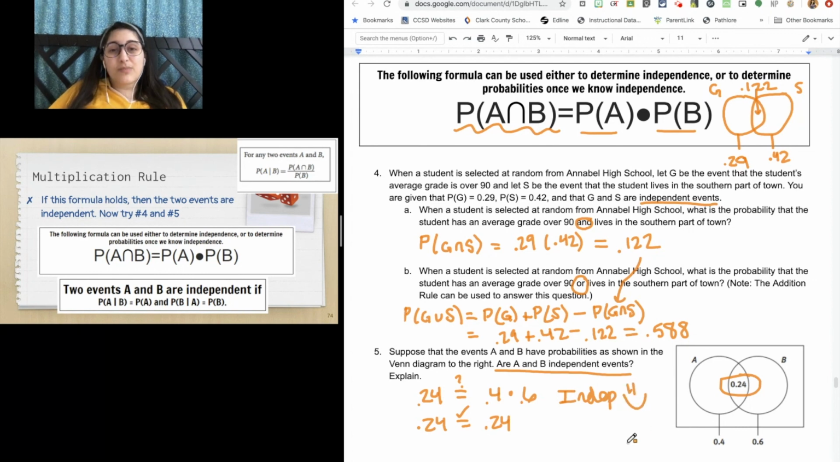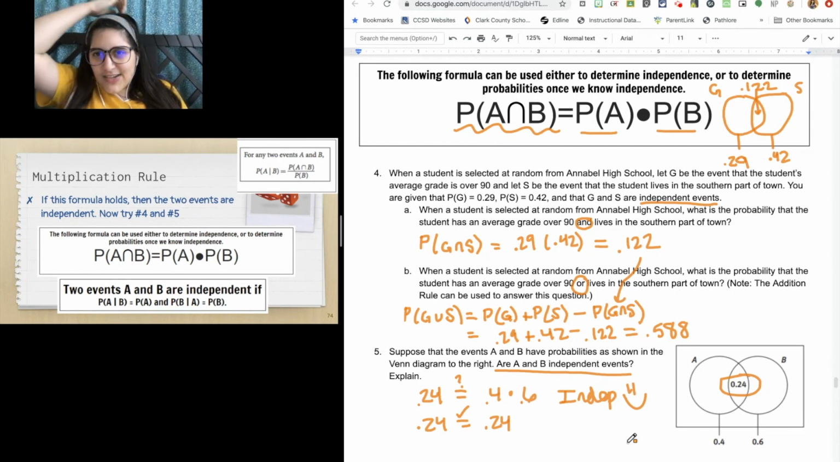And it's as simple as that, right? So that's why I like the multiplication rule. It's a little bit easier to deal with than the actual definition. But if you like the definition, go ahead and use that. Both of them will work. It doesn't matter which you use as long as you use them correctly.